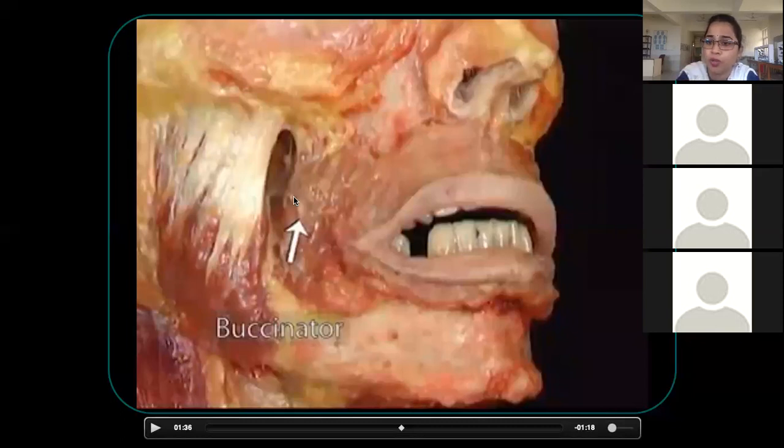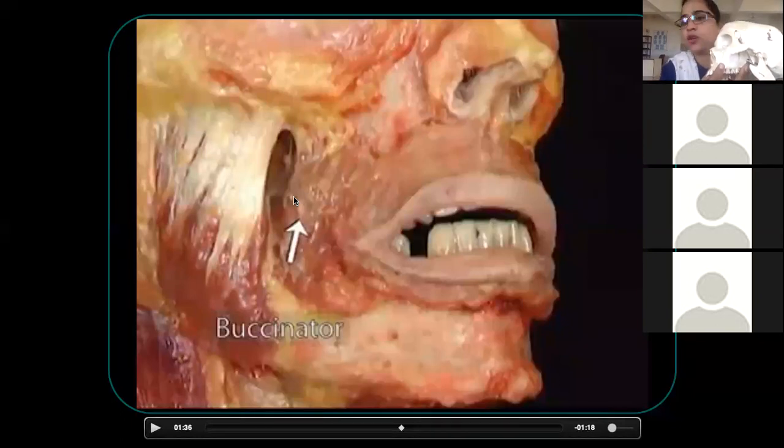Maxillary tuberosity. Behind the maxilla in the bone, this is the maxilla. Behind the maxilla, here on the backside, about the third molar tooth, we have an elevation that is called the maxillary tuberosity. I don't know whether you are able to see it or not. This is the maxilla. This is the third molar tooth. Behind that there is an elevation here that is called maxillary tuberosity.